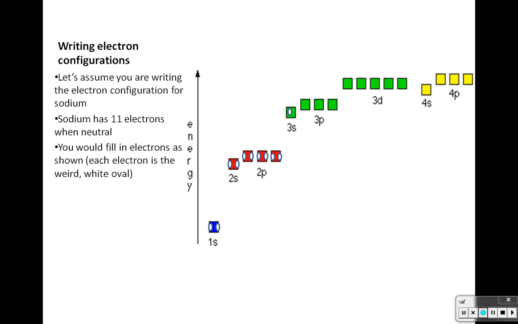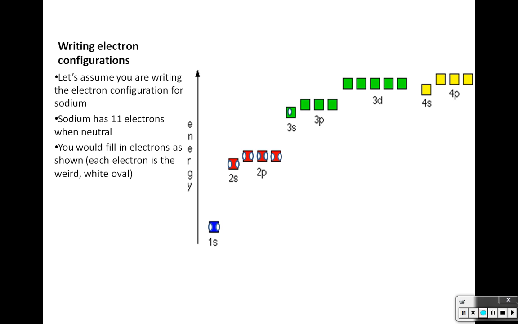So I've got 2 electrons in the 1s, 2 in the 2s, 6 in the 2p, and 1 in the 3s. If you want to talk about valence electrons, the valence electrons are the electrons in the highest principal energy level. So those would be those 3s electrons.